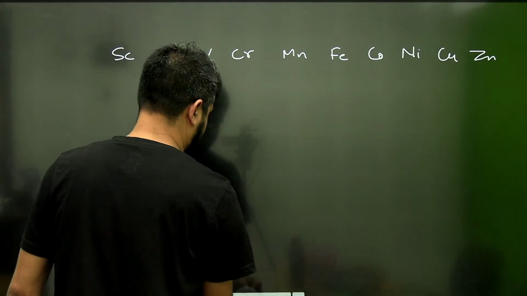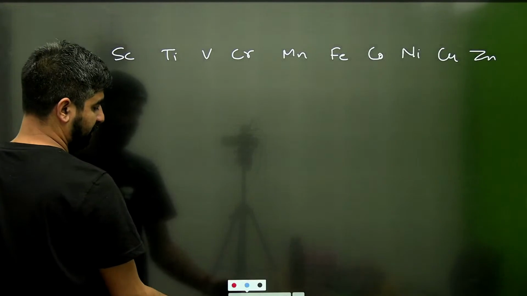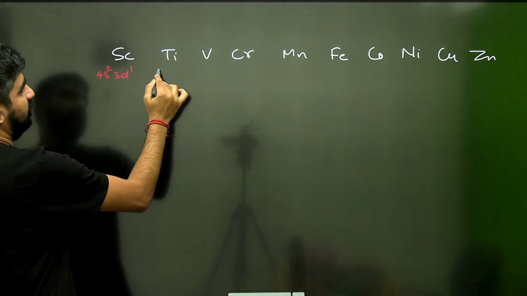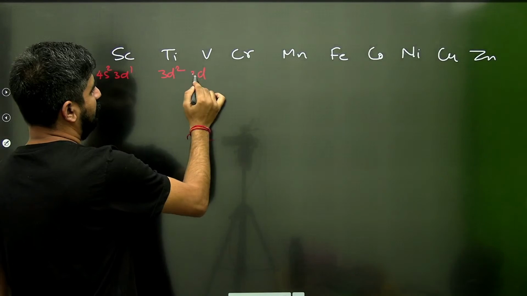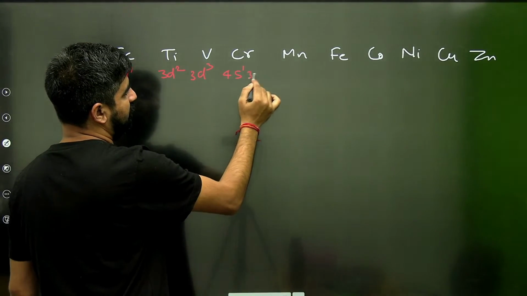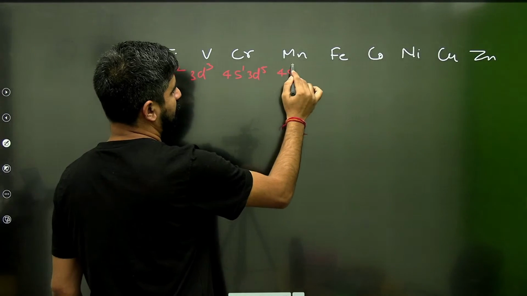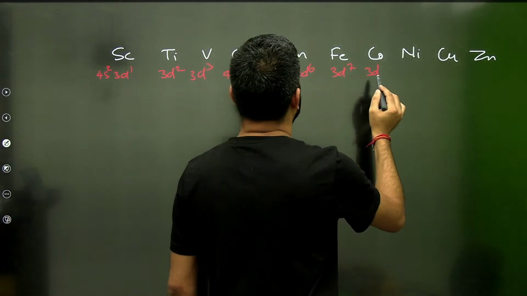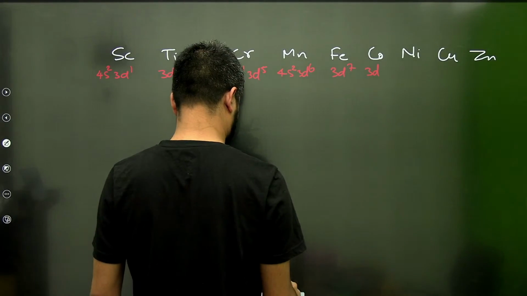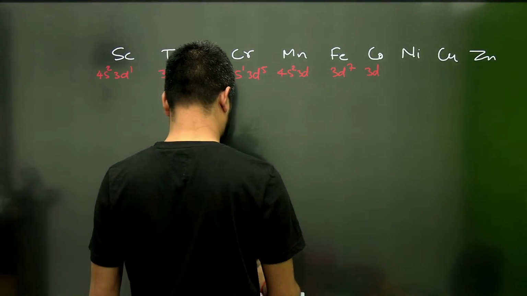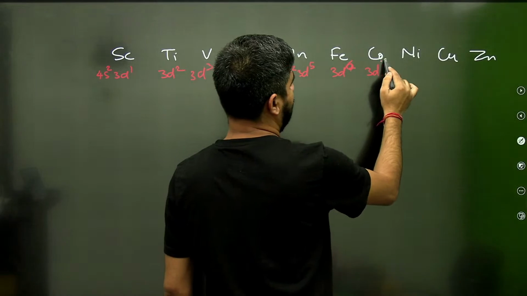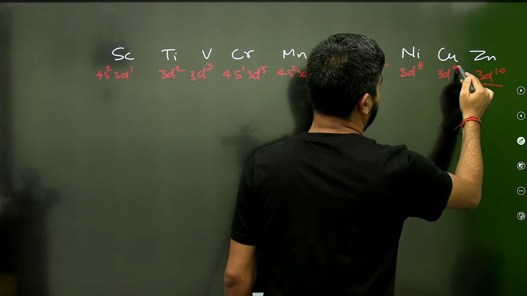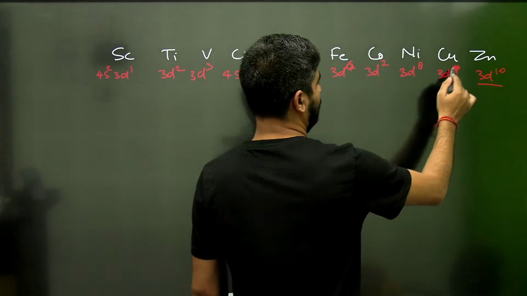First of all, let me complete it, and its configuration, guys. So it will be 4s2, 3d1, 3d2, 3d3, and then you have an exception. Sorry, it will be 3d5. It will be 3d5, 3d6, 3d7, 3d8, 3d9. So again, an exception. Here we are having 3d10.